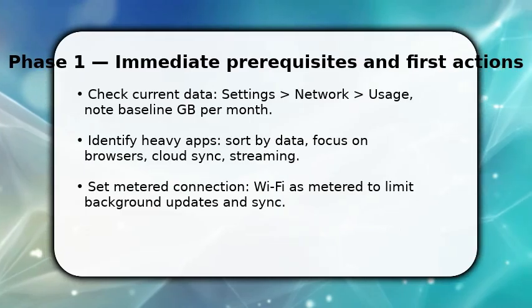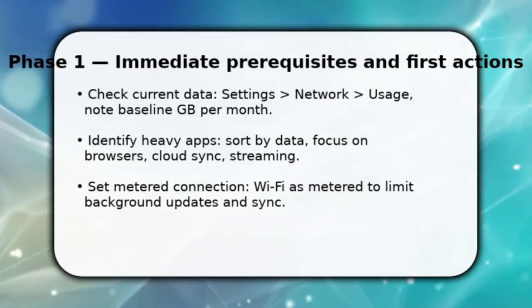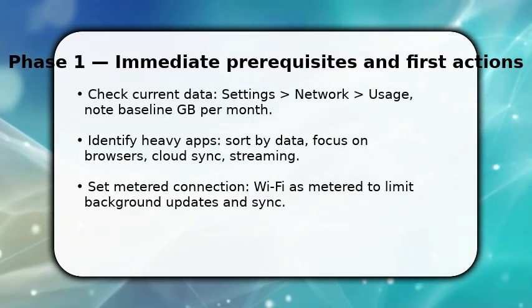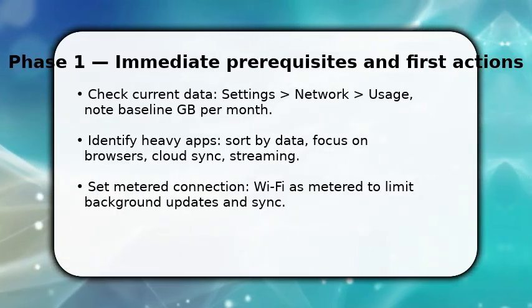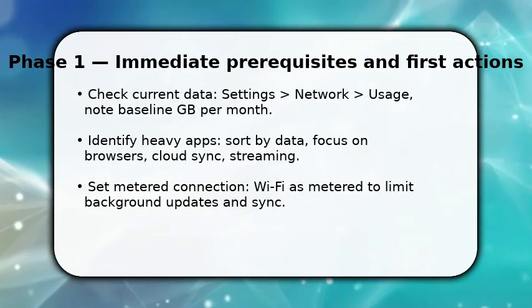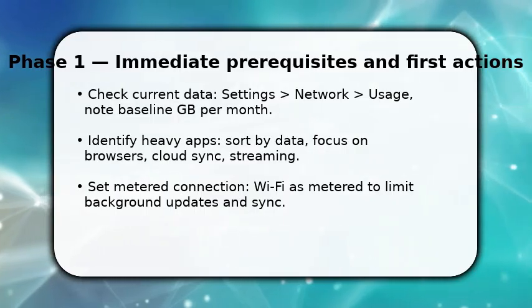You start by measuring usage. Open network settings and record GB per month so you have a baseline. Next, identify the top data consumers: browsers, cloud sync, streaming apps, so you target the worst offenders.